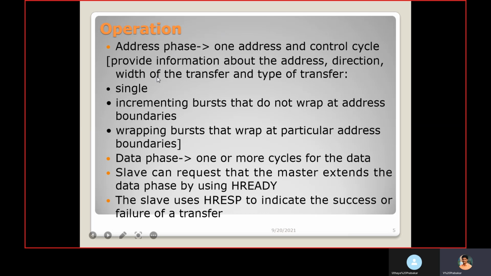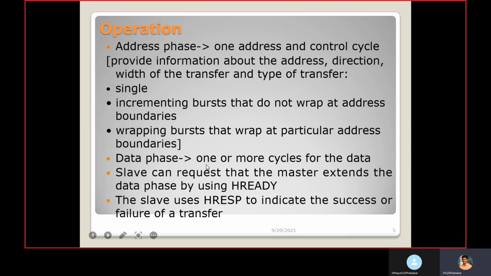These are the information we need to pass: which address, then the direction, whether it is a write or read, with the transfer and its type, like single transfer or incrementing burst, that does not wrap at the address boundaries. It is an incrementing burst that should not wrap at the address boundaries. If it is a wrapping burst, it will wrap around the particular address boundaries.